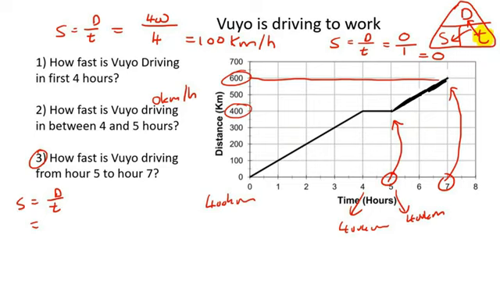Does that make sense? Because he was already at 400 kilometers here, and here he's at 600 kilometers. So in that time interval, he only travels 200 kilometers, okay? And the time is 2 hours. And so that would be 100 kilometers per hour.